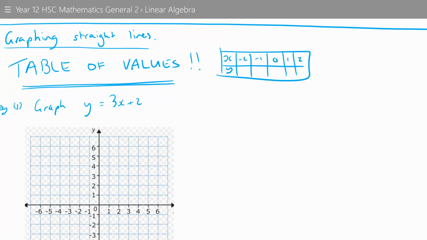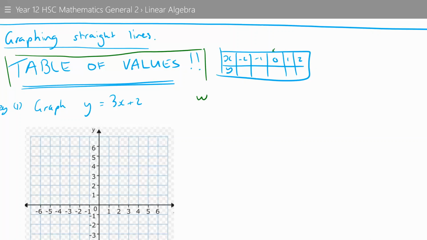Let's graph some straight lines. If you're ever in doubt about what a graph looks like, draw a table of values, fill it in and plot those points. So we're going to look at this example. Graph y equals 3x plus 2. Here's a table of values up here. Let's fill it in. Now, you just have to pick a few values. I'm picking a couple of negatives, negative 2, negative 1, 0, 1, and 2. 0 is always good. We'll identify what 0 is in a sec. And 1 and 2. So what does this mean?